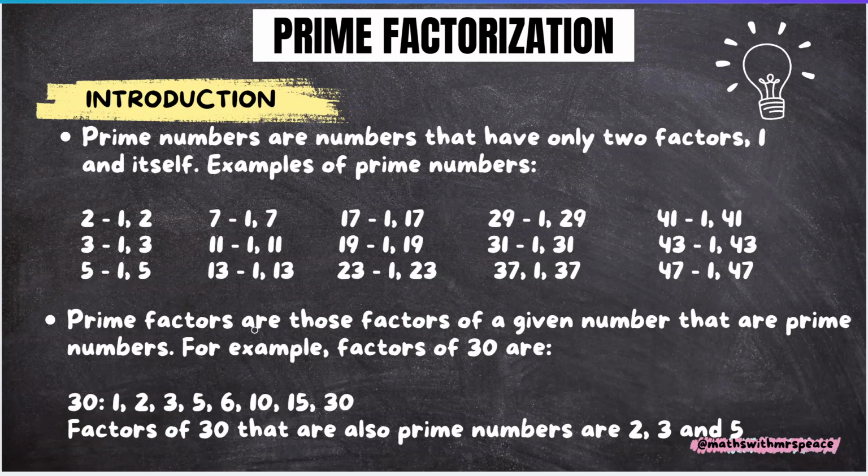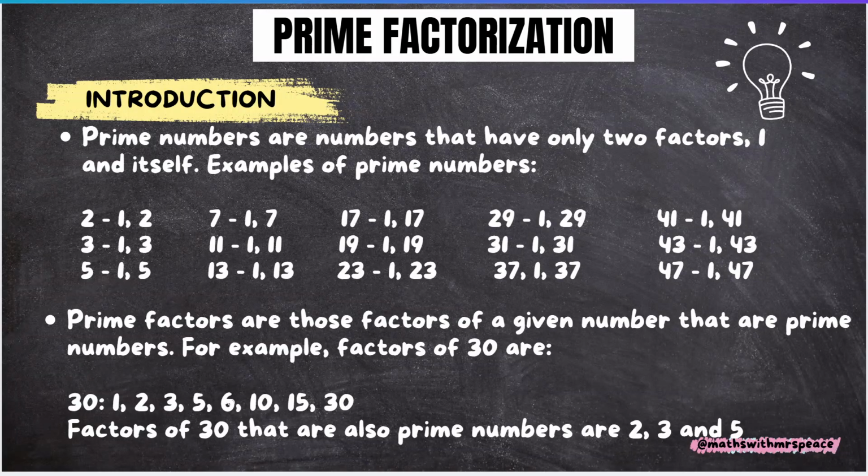Now, prime factors are those factors of a given number that are prime numbers. For example, if you look at the factors of 30 that are listed on the screen, we have 1, 2, 3, 5, 6, 10, 15, and 30. But from all these factors of 30, only 3 of them are prime numbers, 2, 3, and 5. The other factors of 30 have more than 2 factors.